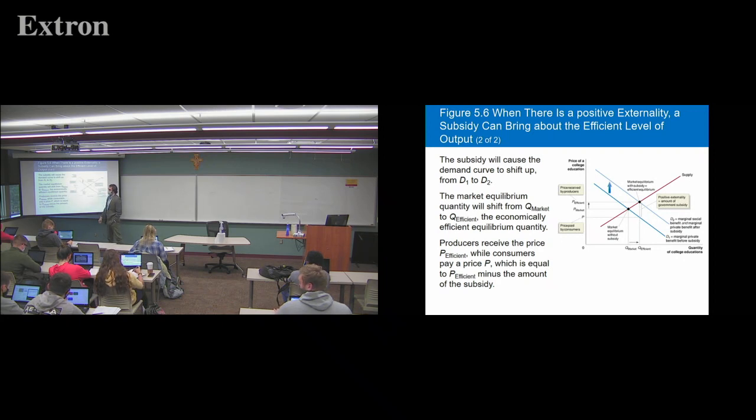That's the price received by producers. The price paid by consumers is going to be the efficient price minus the subsidy. That's going to be the difference between these two. And to find where P is going to be in the graph, we just trace over from the marginal private benefit at the efficient quantity. So by paying a subsidy to college students and potential college students, we end up increasing the level of college education. More people are going to college, so we're able to move the private benefit in line with the social benefit.